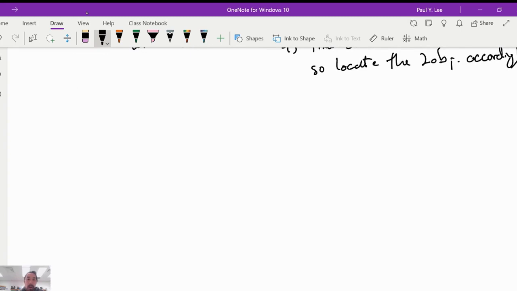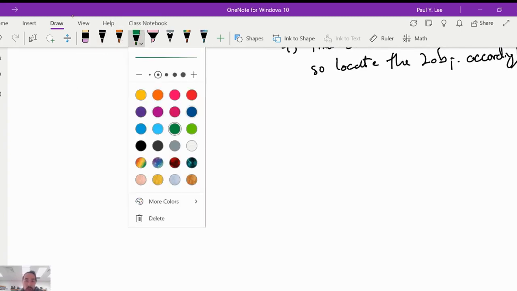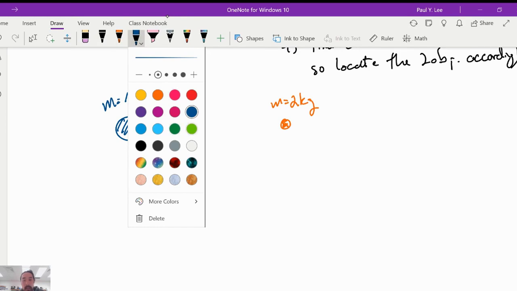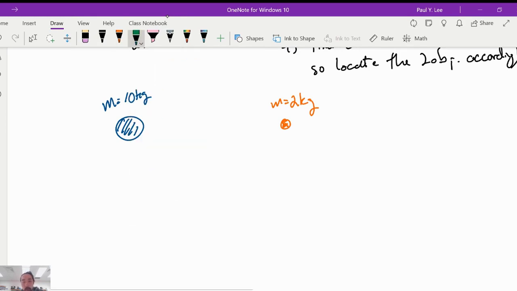And instead of drawing a raft and a human, I'm just going to draw different circles as objects. So here we have object 1, and we'll say that this object has a mass of 10 kilograms. We'll make it nice and easy. And here we have object 2, and we can say that this object here has a mass of 2 kilograms. And we'll say that the center of mass, and this is very conceptually speaking, will be located right here, close to the 10 kilograms.